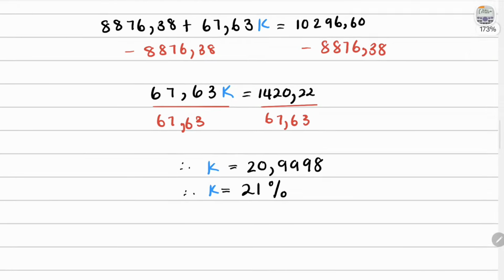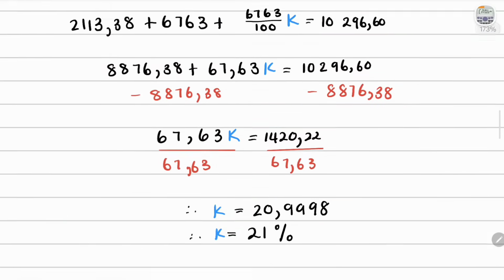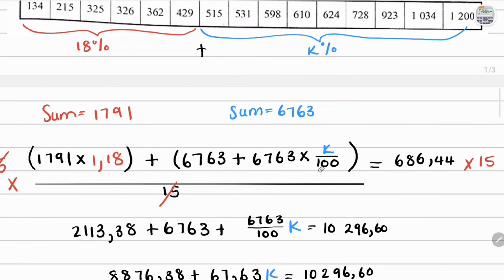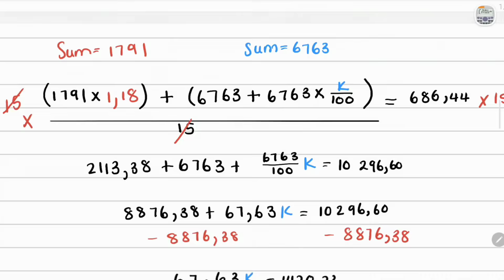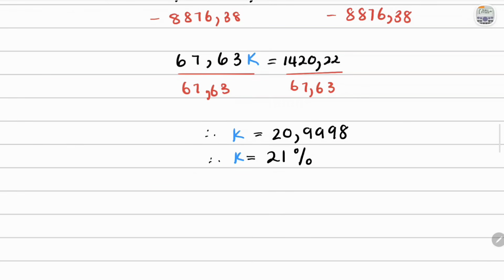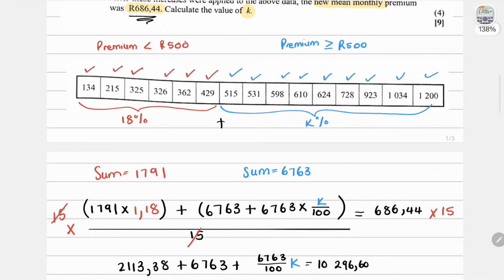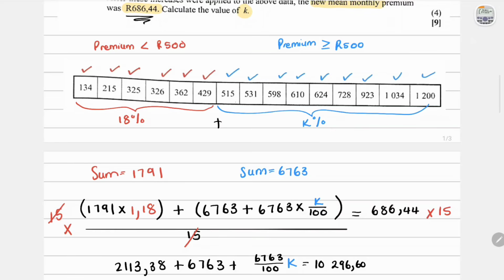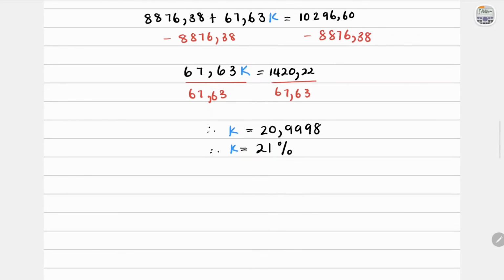Okay, so that is what it is. So that's what I meant by k is going to be whatever it is. We won't even have to divide it by 100 because we already put it over 100. Okay, so k is equal to 21%. And now we know what exactly those values increase by. Okay, so that is it for question 1. And we move on to question 2.